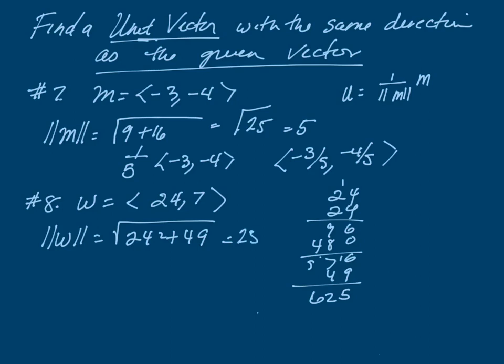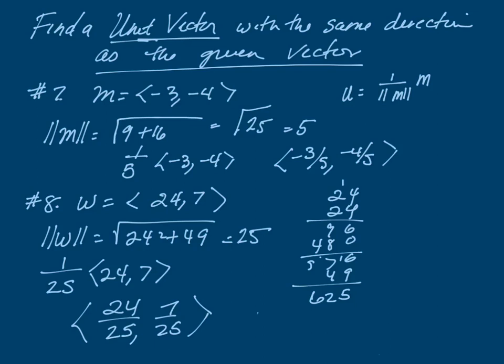That is 25. So we have 1 over 25 times 24, 7. So you would get 24 over 25, comma 7 over 25. So that was number 8. Let's go to number 9.